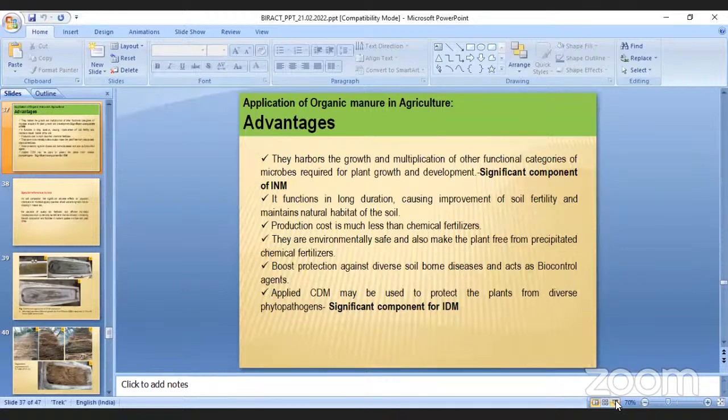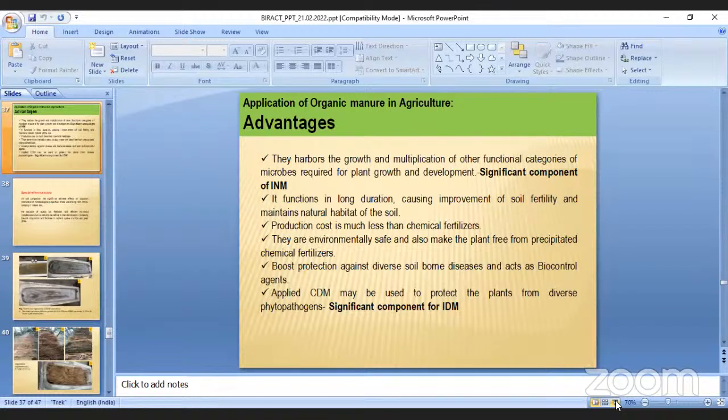Okay, so they harbor the growth and multiplication of other functional categories. I have already mentioned that compost is much richer in a lot of functional categories of microorganisms, like phosphate solubilizers, nitrogen fixers, then sulfate reducers. So if we have the technology, or the habit, to use composting in our soil to nurture the soil conditions, we can automatically reduce the load of chemical fertilizers, because this compost itself has nitrogen fixers, sulfate reducers, and phosphate solubilizing microorganisms. Okay, so it functions over a long duration.